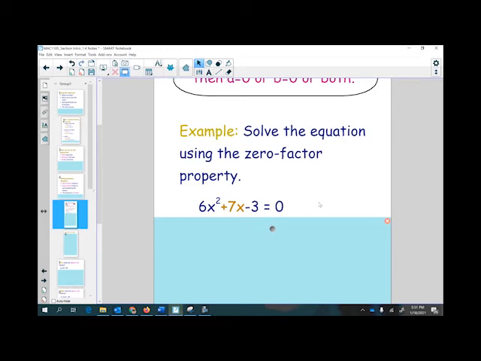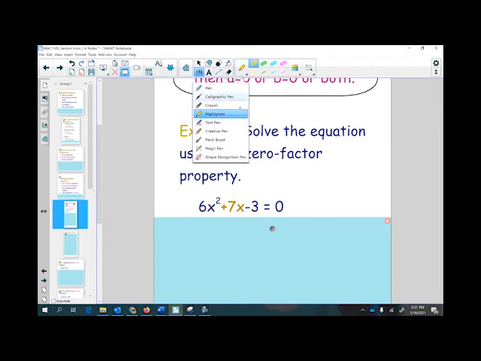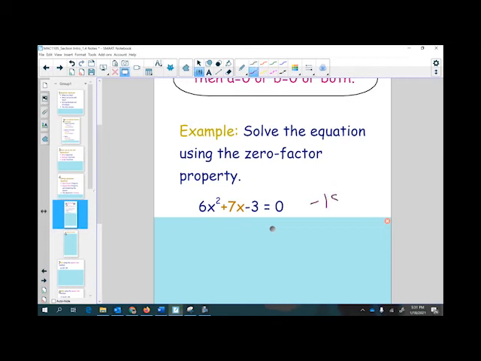The method that I like to teach students is the AC method. That's where you take the first coefficient and the last coefficient and multiply them together, and then you try to find something that multiplies to that number and adds up to the middle coefficient. So we're going to multiply 6 times negative 3, which gives us negative 18. I'm looking for two numbers that multiply to give me negative 18, and when I add them, give me this positive 7 in the middle.